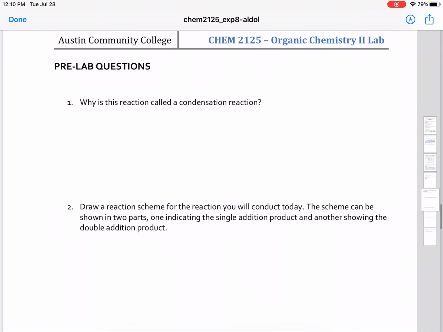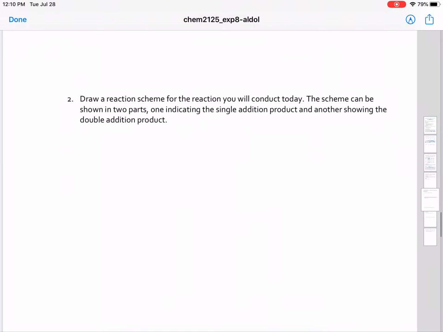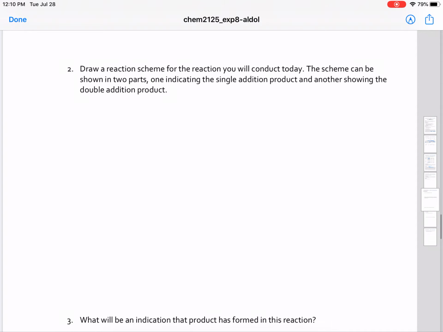Now the pre-lab questions: why this reaction is called a condensation reaction. We talk about it, so you can write why it is called condensation. And then draw a reaction scheme for the reaction you will conduct today. The scheme can be shown in two parts, one indicating the single addition product and another showing the double addition product.